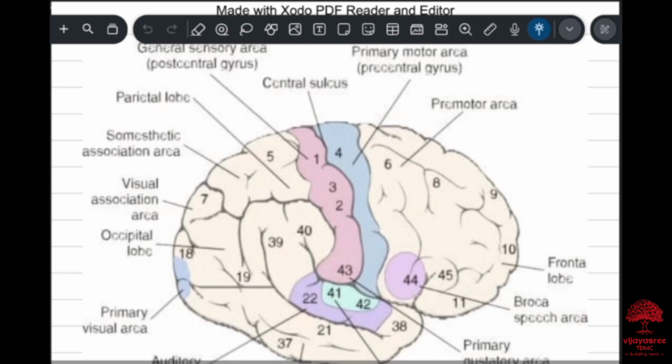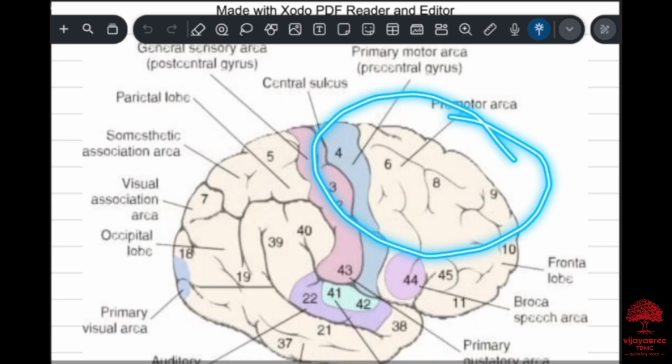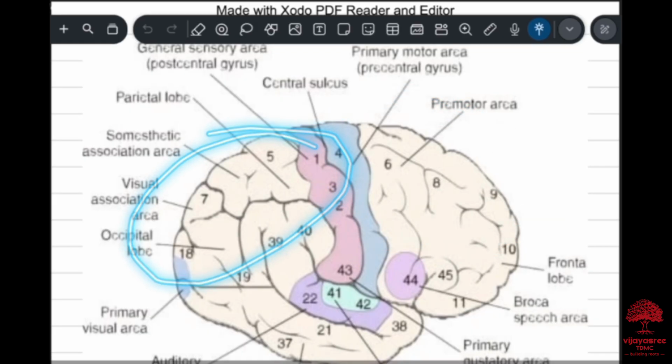Then comes the superior parietal lobule. It forms the area number 5 and 7. This is the sensory association area. The function is interpretation of sensations and stereognosis. So the central sulcus forms a boundary between the motor and the sensory area.